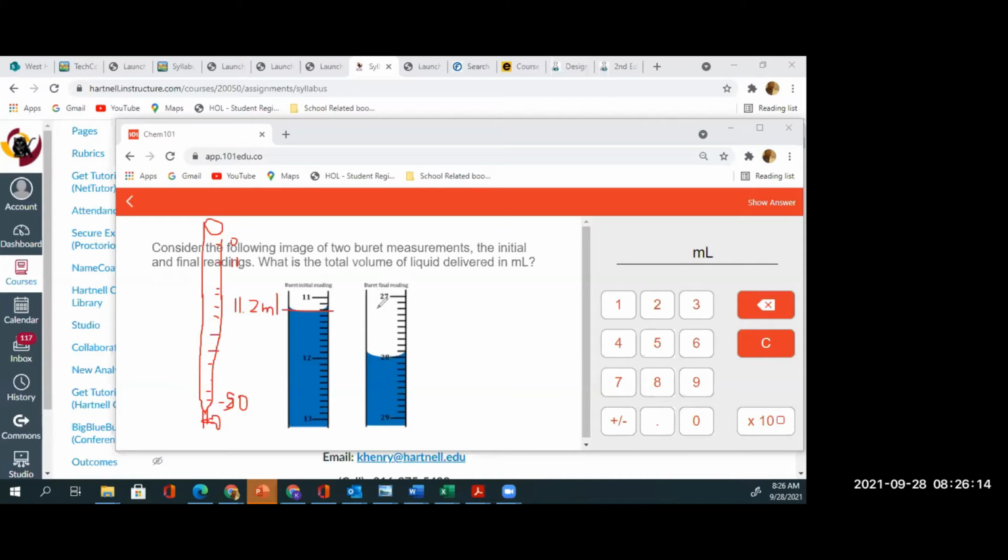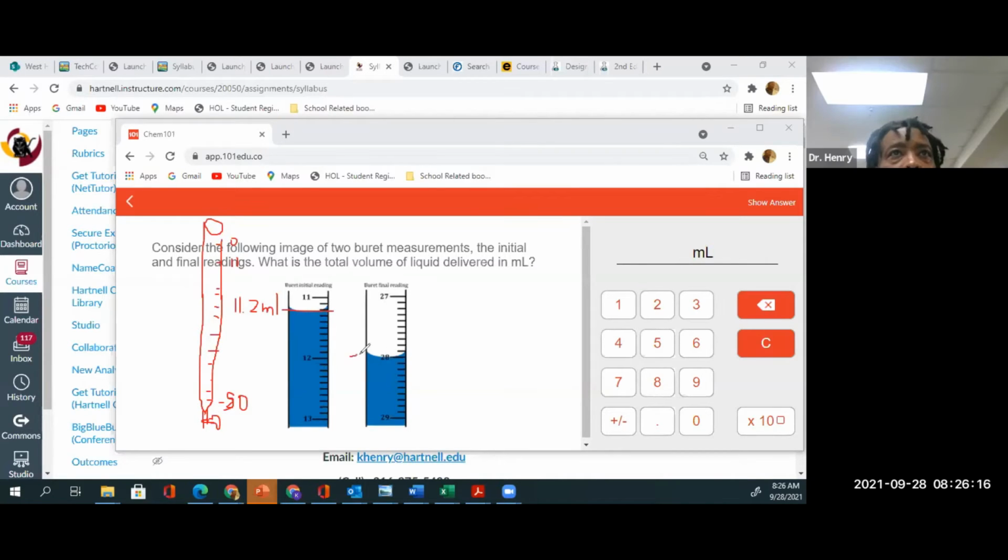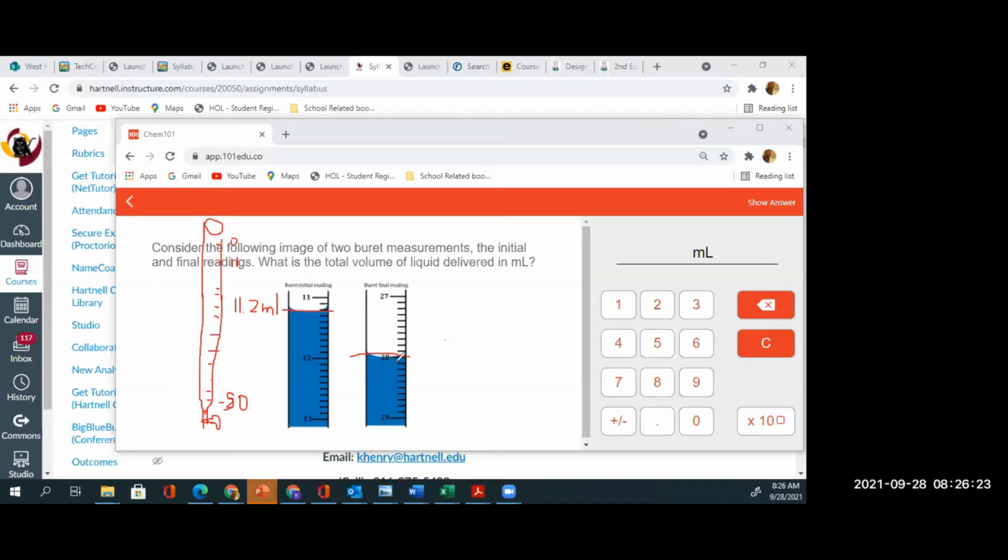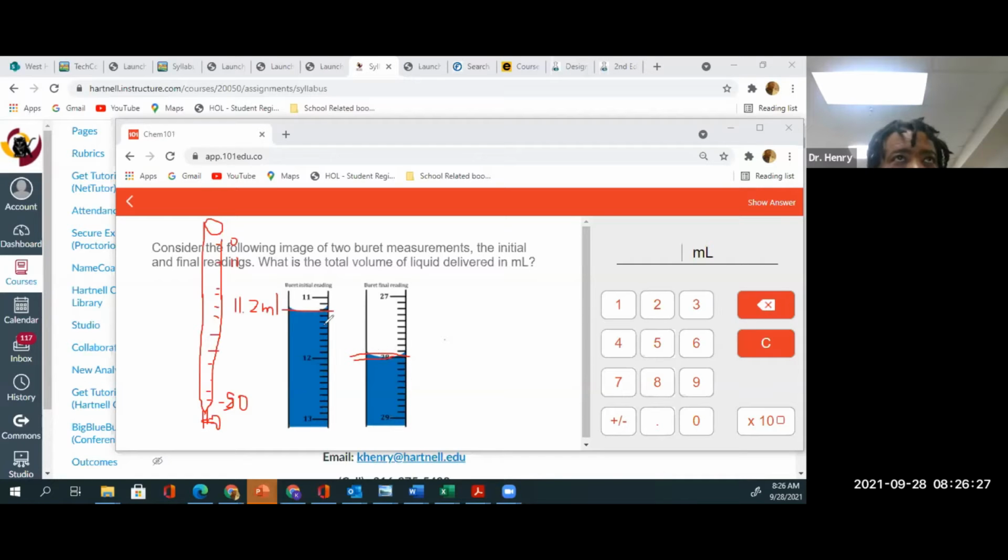Now we're going to drop it all the way down till we get to the final volume, 28, right? Excuse my horrible drawing. So again, we want to go where the meniscus is. The meniscus is the low end of the liquid. So we go 28. How would I calculate the volume that's been delivered? If I ended at 28, but I started at 11.2, how much liquid would I have in my container that would be collected down here?